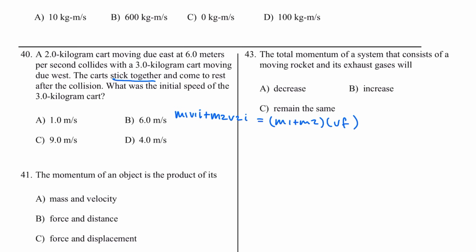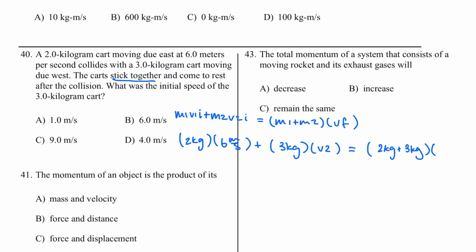So m1v1. So the first cart is 2 kilograms times 6 meters per second plus the second cart, which is 3 kilograms. And we're trying to solve for this second velocity. And that's going to equal 2 kilograms plus 3 kilograms times vf, and it says they come to rest, so vf is going to be 0. So this is going to be basically 12 plus 3v equals 0. Finish doing the math, and you're going to get choice D, 4 meters per second.